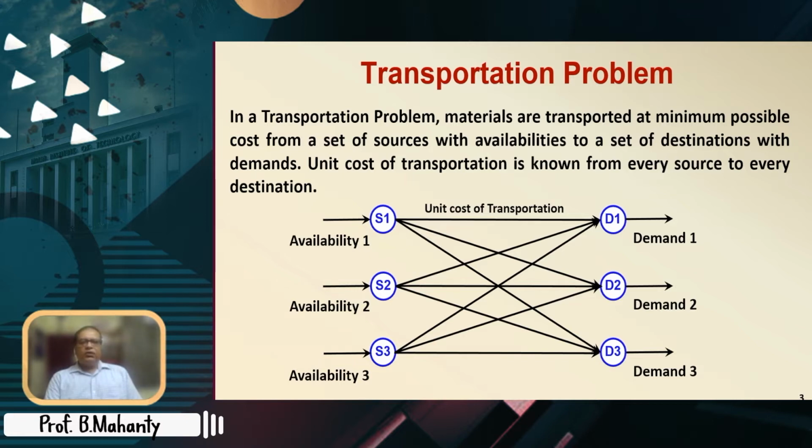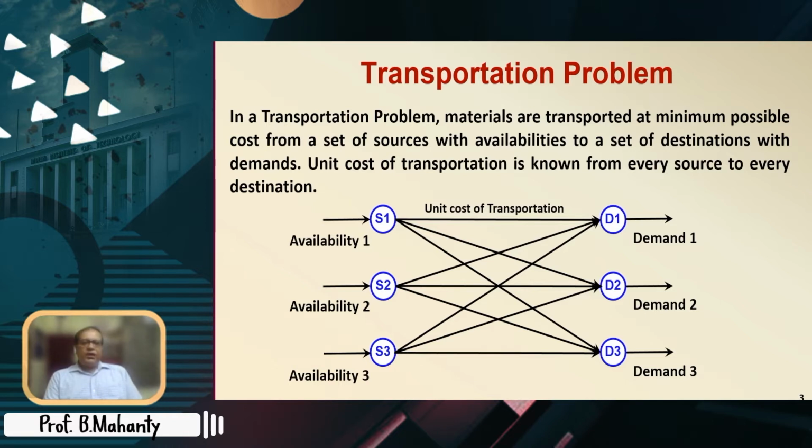Now obviously source 1 can transport material to D1, D2 or D3. S2 can also do that and S3 can also do that. So in this combination there are 9 possible paths in which the material can be transported. For each path we assume there is a unit cost of transportation. This is known. The idea is how much S1 should transfer to D1, D2 or D3, and the same for S2 and S3, so that the total cost of transportation is minimum.